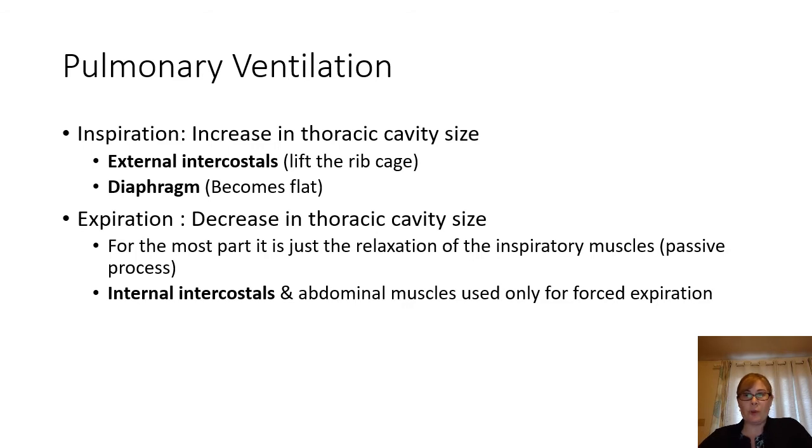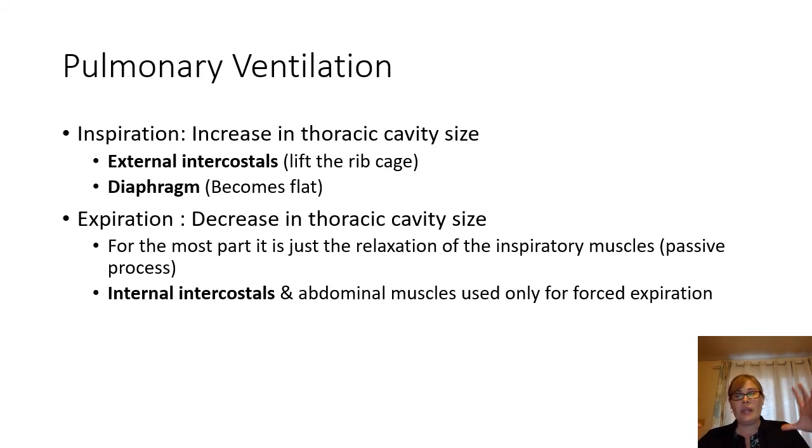Muscles involved in pulmonary ventilation. Inspiration requires the external intercostals. It's weird, but your internal intercostals help you breathe out, and your external intercostals help you breathe in. So it's opposite. The external intercostals raise the rib cage up, the diaphragm drops, and that makes the cavity size larger.